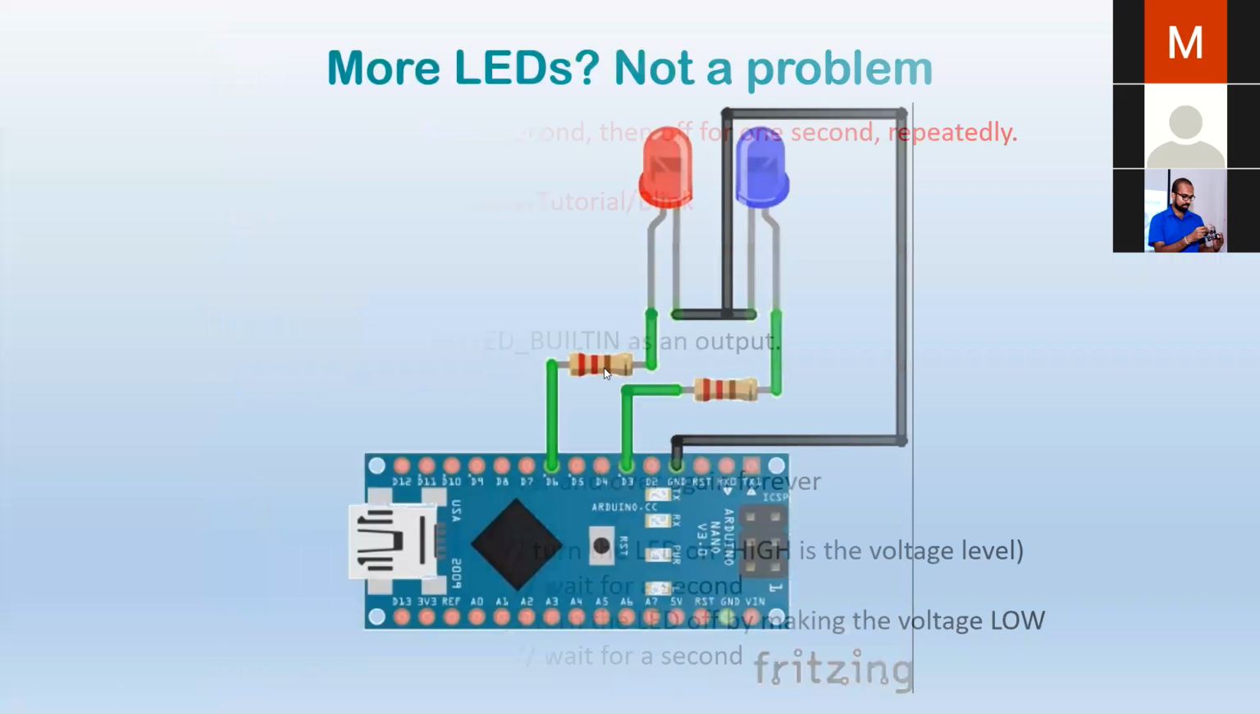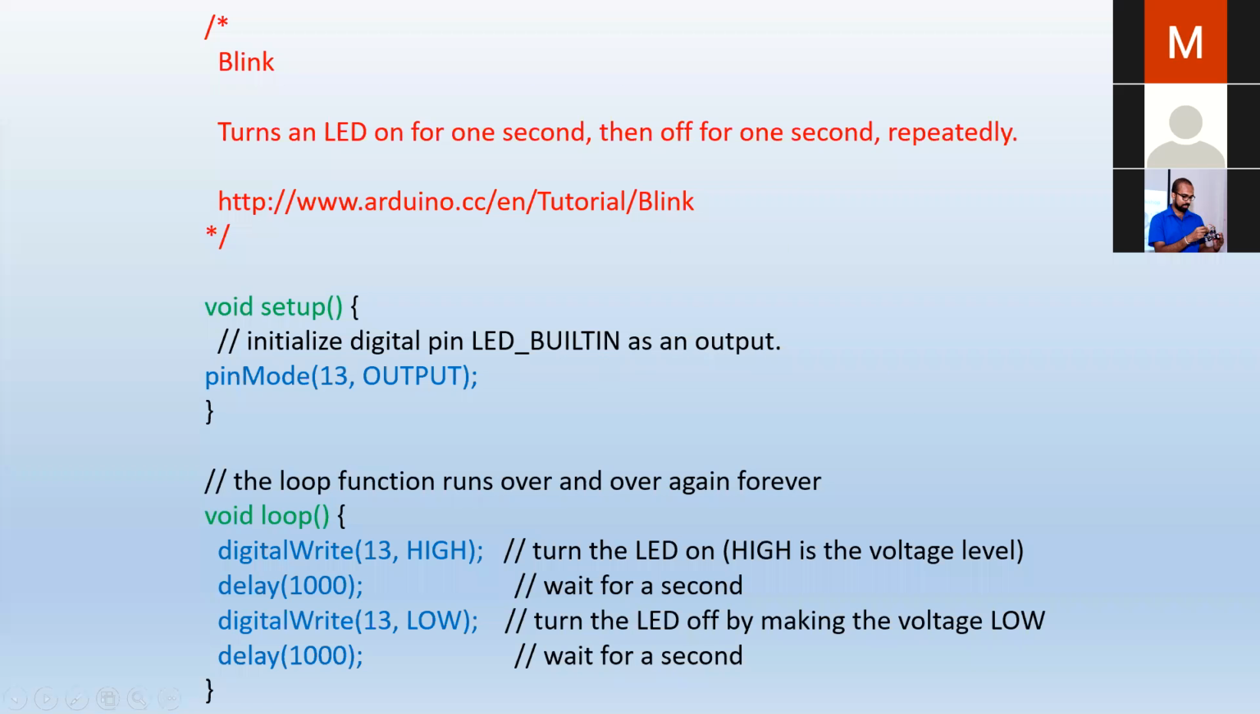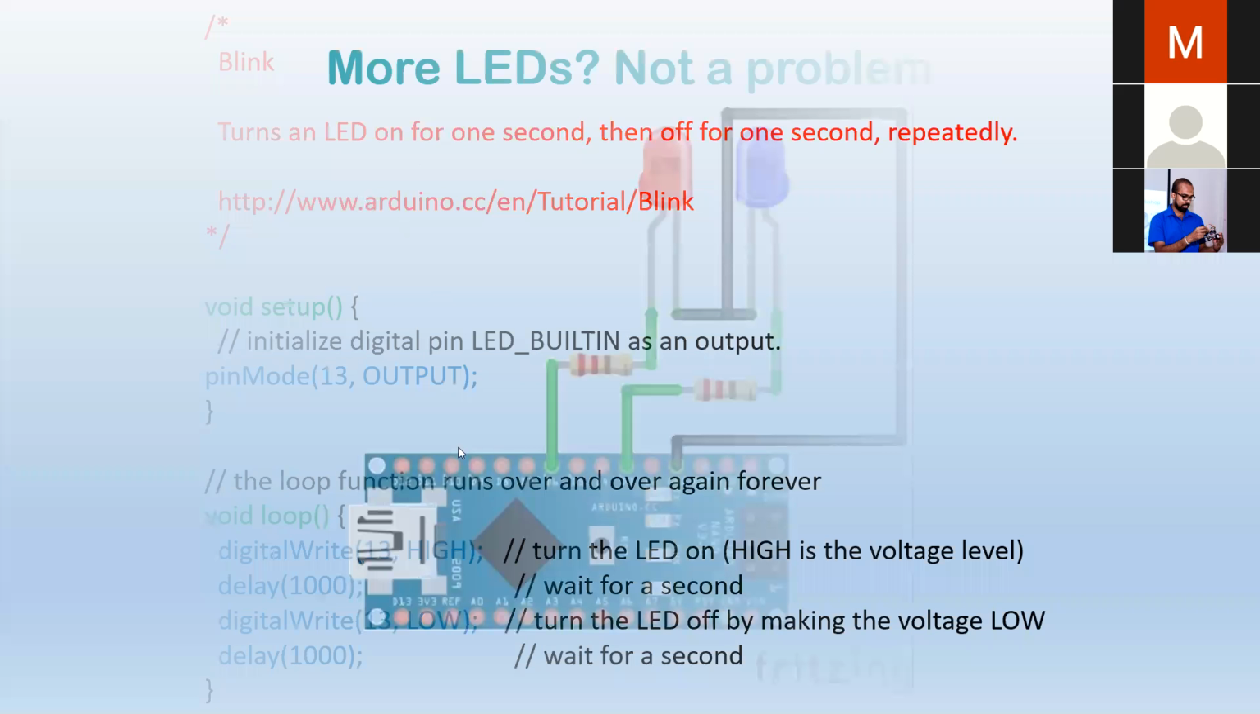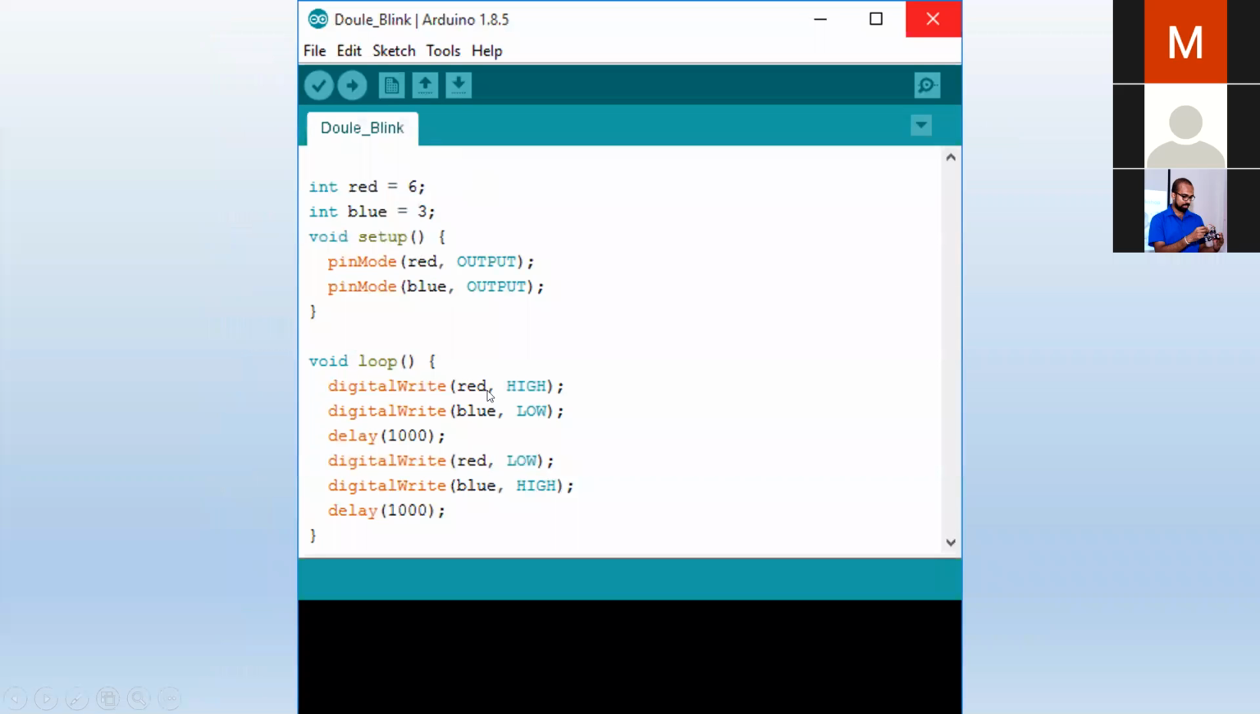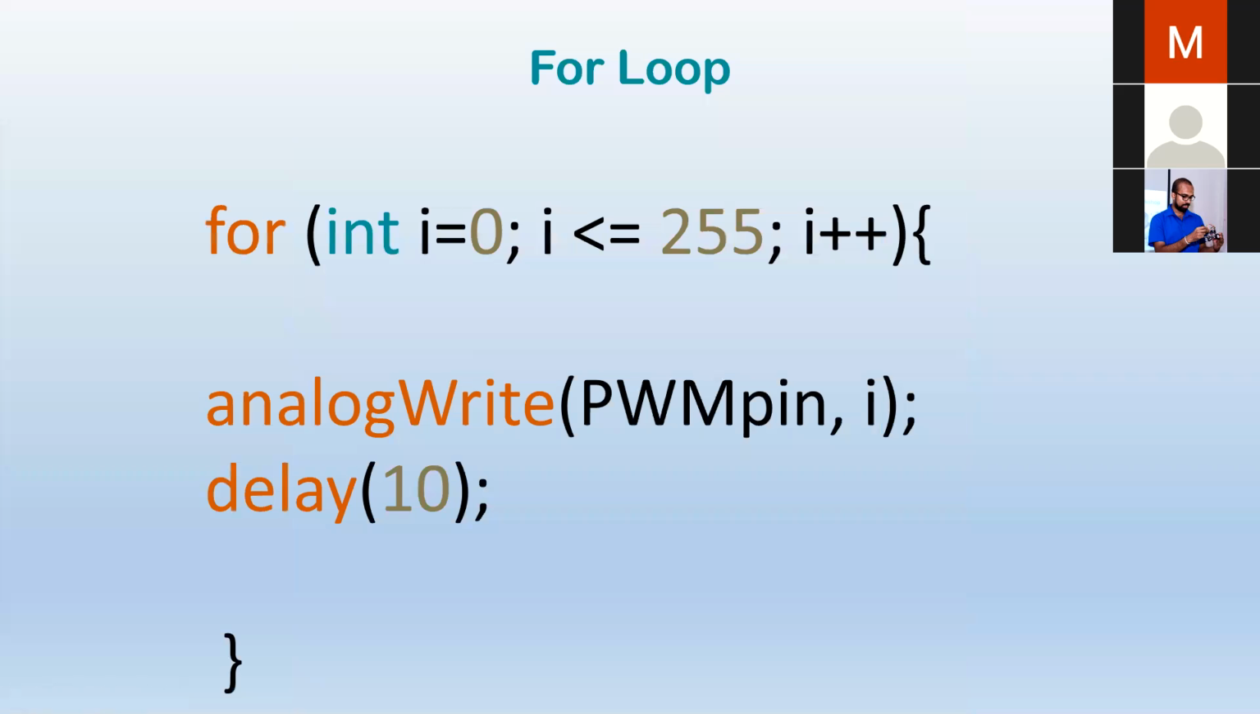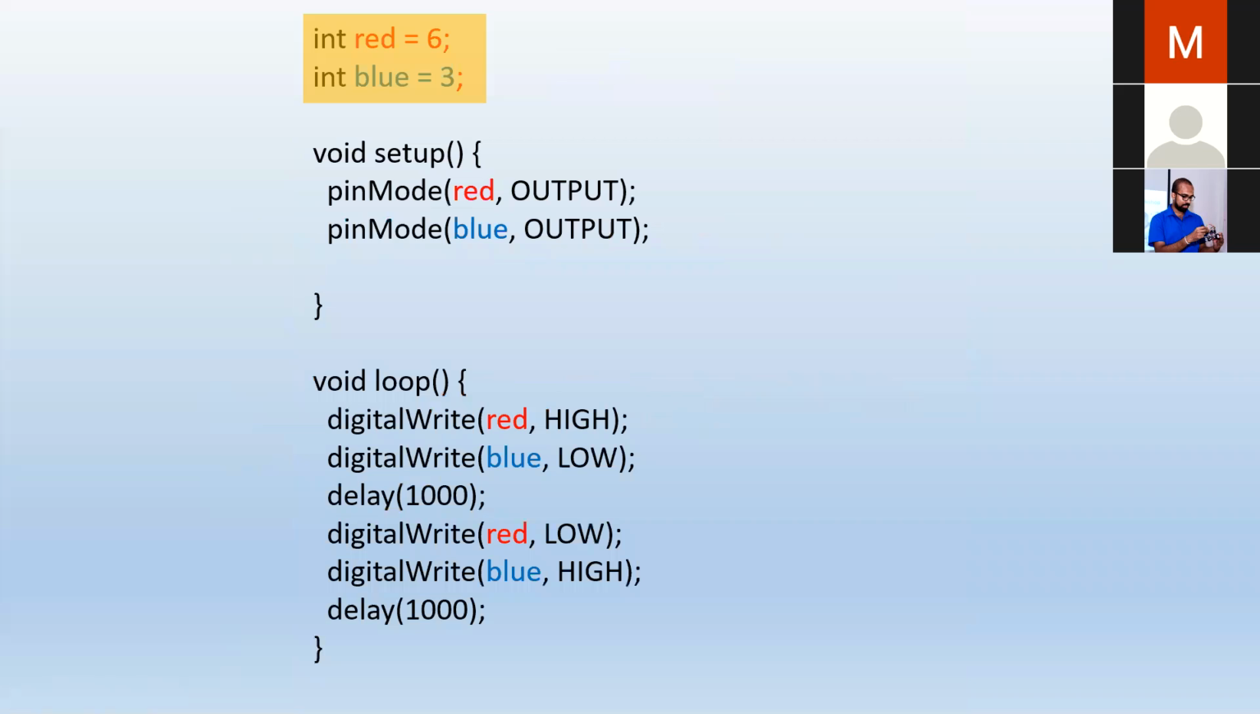So here is how we name the LEDs, right? When you say red, all these reds are going to be replaced by 6. So we can name them, but the board is going to see this red as 6. It's really easy to use this. This is a for loop, right? You have to use this for loop.